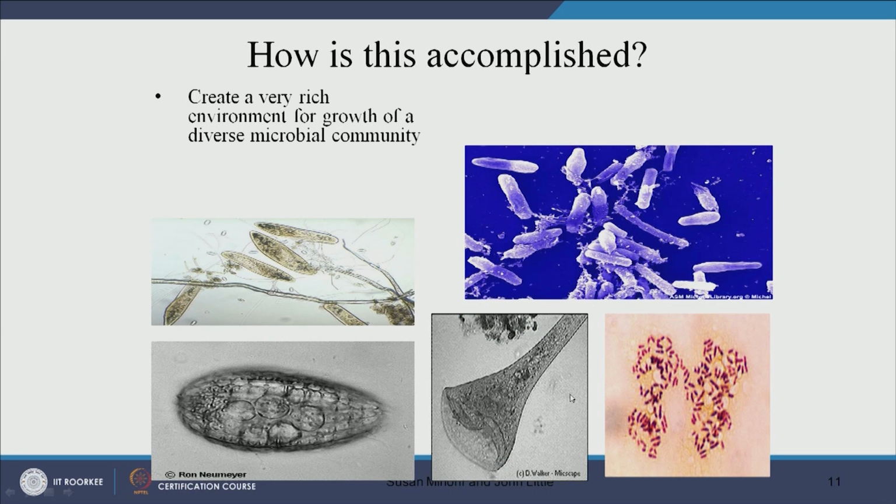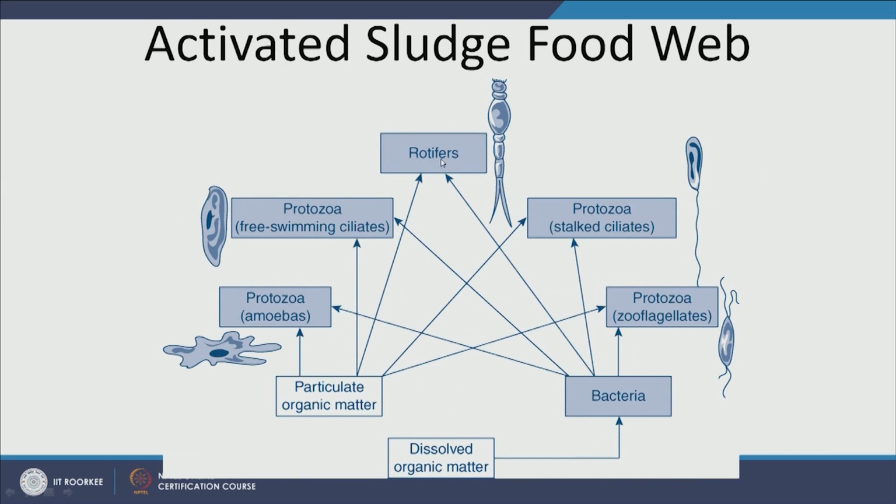How is this accomplished? We create a very complex and rich microbial community which has amoeba, different kinds of microbes including bacteria, bacteriophage and diatoms, and all kinds of microbes, a very rich community of microbes. And this is the last slide for this lecture.